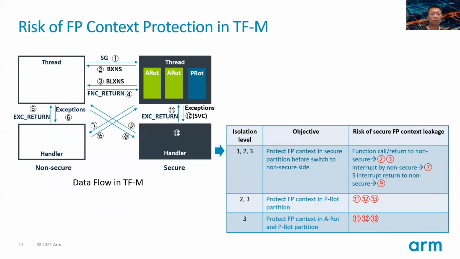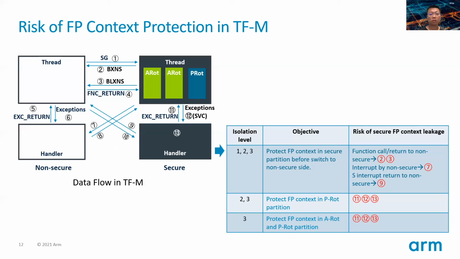Now let's do some analysis about the risk of FP context leakage in TFM. After the whole system has started up, security state transition happens for the following scenarios. First is a non-secure application calling a secure API and returning to the non-secure world, shown as number 1 and number 2. The second is a secure function calling a non-secure function and returning to the secure world, shown as number 3 and number 4. Then the non-secure exception occurs during the secure thread execution, shown as number 7 and number 8.